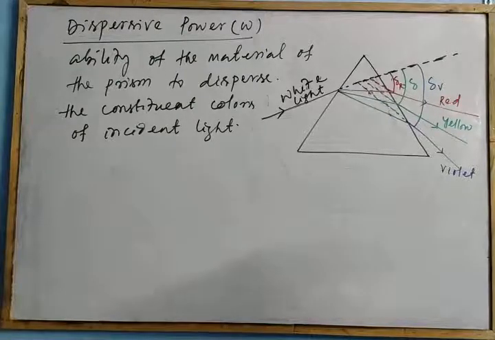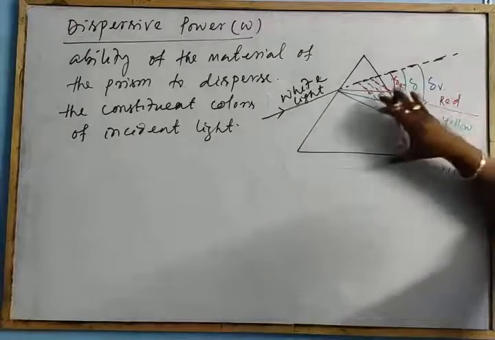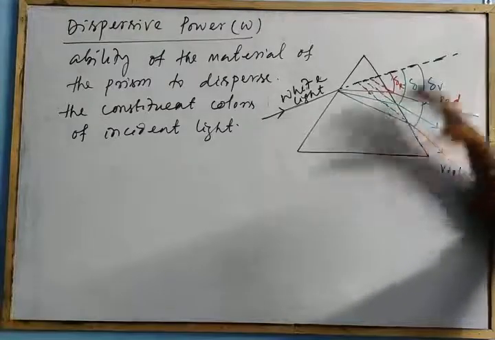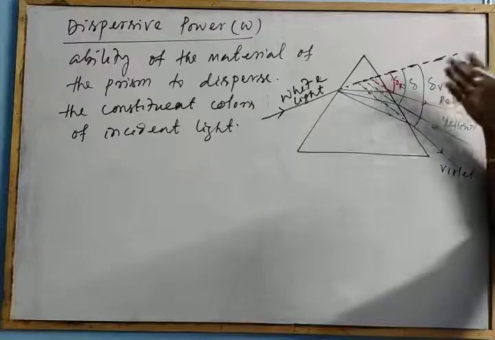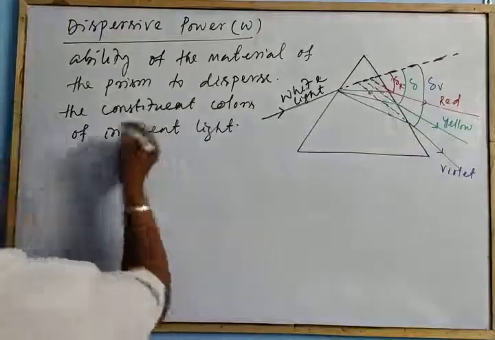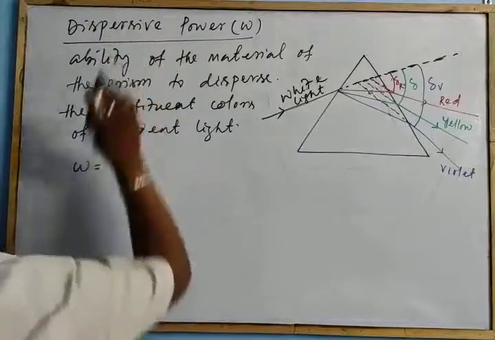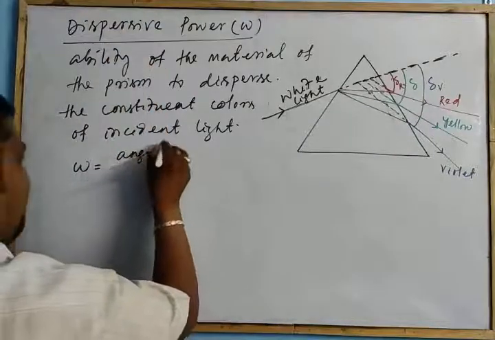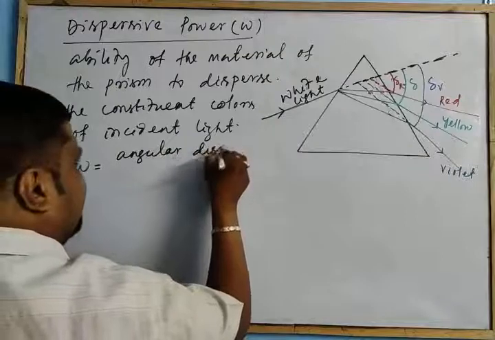So it is the ability of the material of the prism. How much it will deviate the rays, and how do we measure that? That can be measured by a mathematical formula. The dispersive power is the ratio of the angular dispersion to the mean deviation.